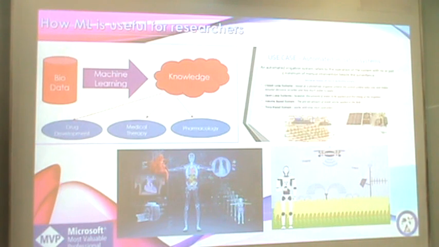So how is machine learning useful to researchers? Example again, everything is based on the data. How much data we give to the system, that data will be studied and analyzed by the machines and it will produce the results. For example, in biotechnology we will have a lot of bio data. That bio data will be given to the machines to train themselves.